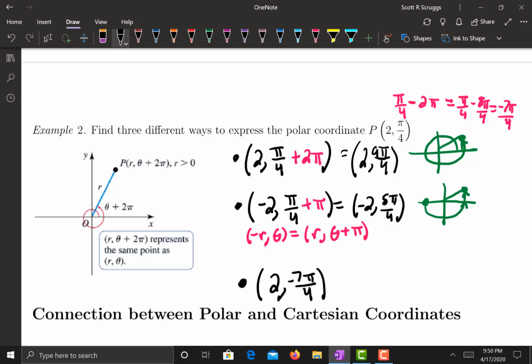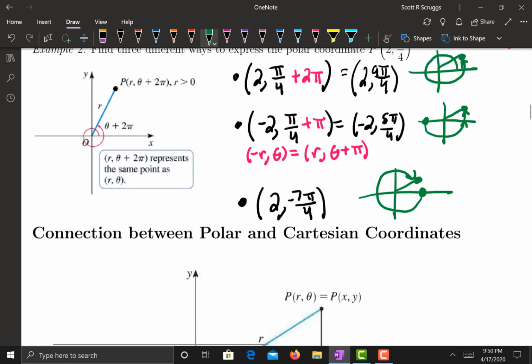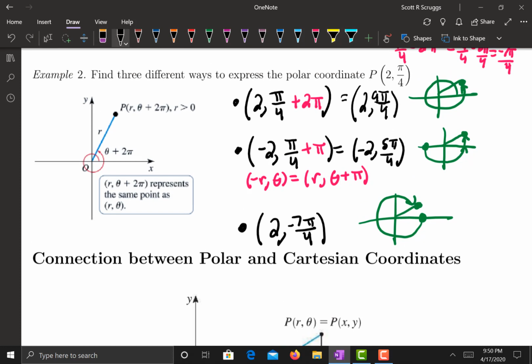To have equivalence. So what that means is I start off at the same point too, but instead of rotating counterclockwise as we would before, we now rotate it clockwise by 7 pi over 4 radians. And that is in a nutshell how we're going to plot polar coordinates in our new system.